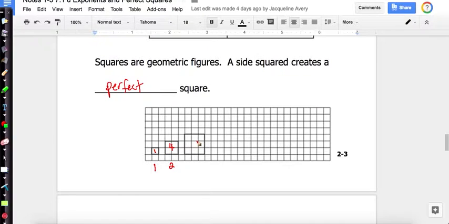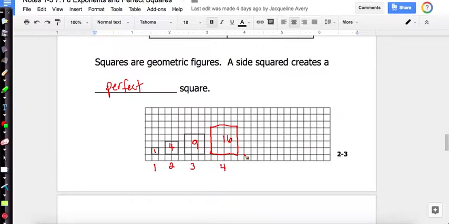This one has an area of 9, and look at its length. It has a length of 3 boxes. So let's draw another one. If I wanted to draw a length of 4, I would make sure, and hopefully your box looks better than mine. Now we have an area of 16, and the length of each side is 4.